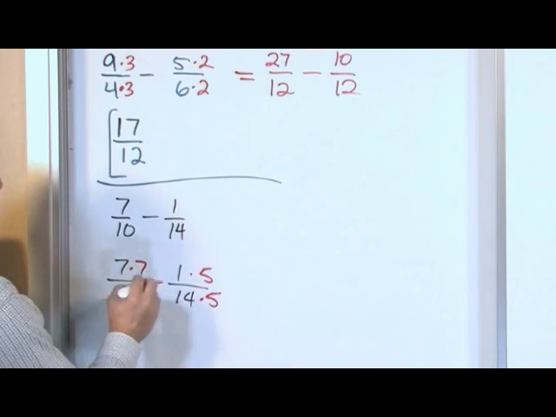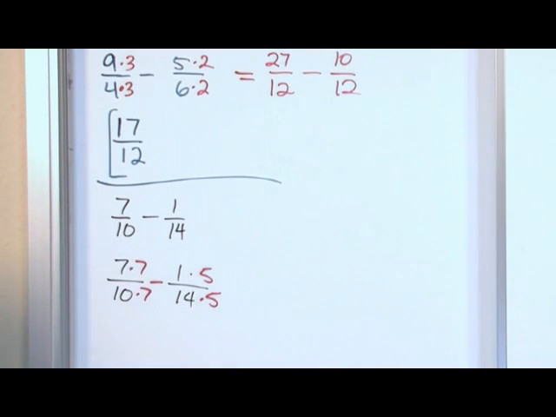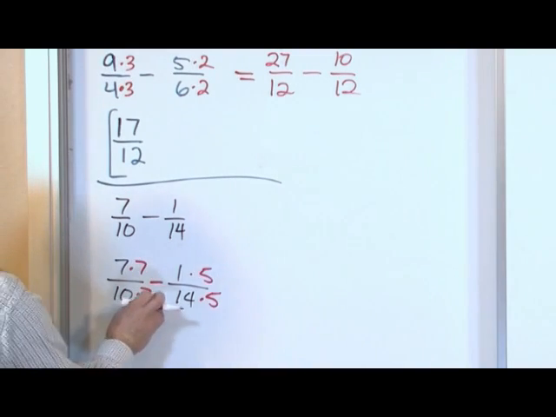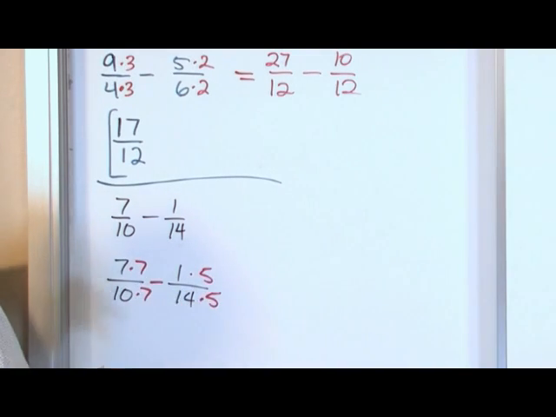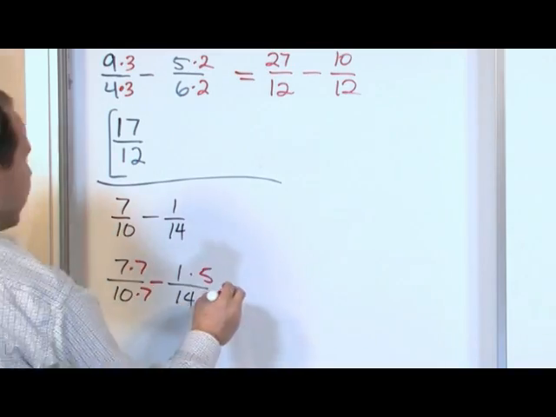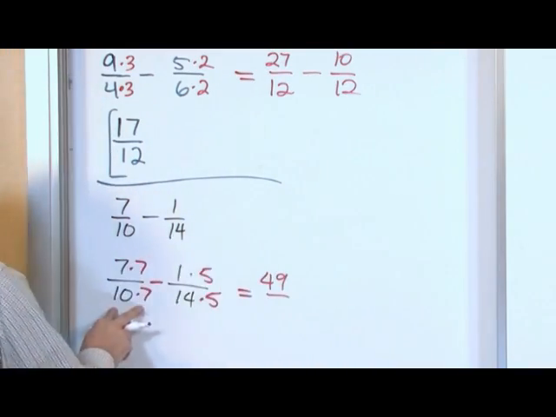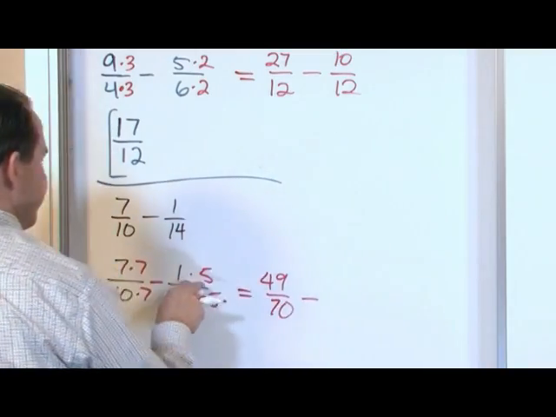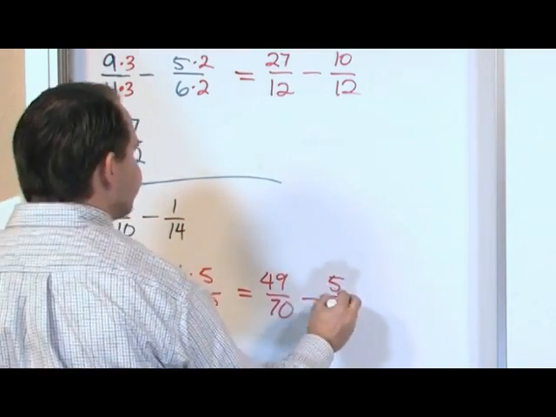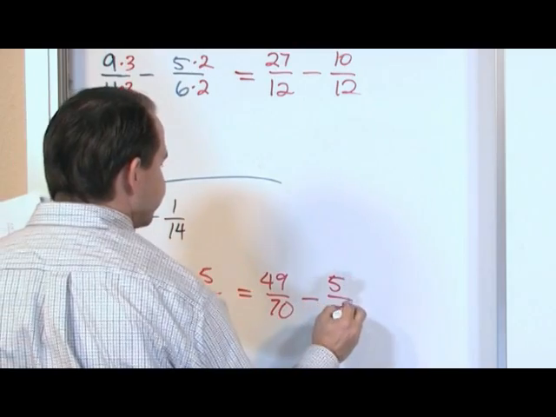Now, you may not see that right away, and that's okay. You just have to play with it a little bit. You'll get experience and practice with it. But by and large, all I'm doing is picking a number so I can get the same denominator. 7 times 7 is 49, and this is 70 right here. 1 times 5 is 5, and then I have 70 here.